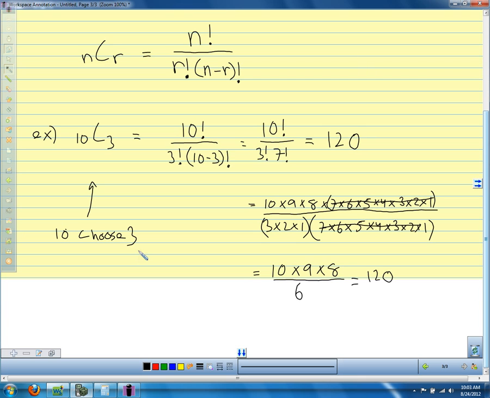The difference between permutations and combinations. In combinations, the order doesn't matter. In permutations, the order does. Usually, one way to tell the difference is with permutations, there are more restrictions. So here we're just choosing 3. With a permutation, there'll be another restriction: first, second, and third place, president, vice president, secretary.